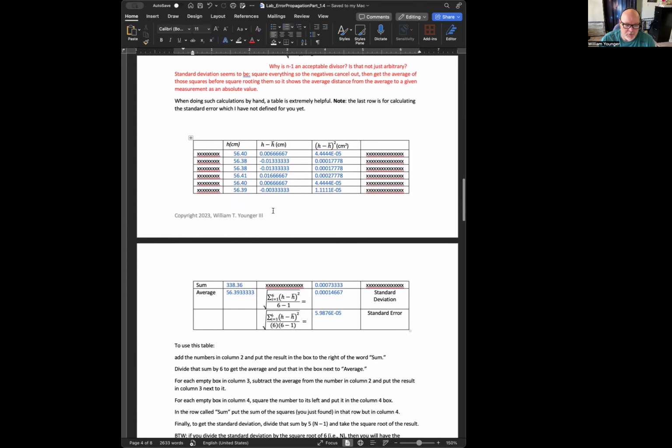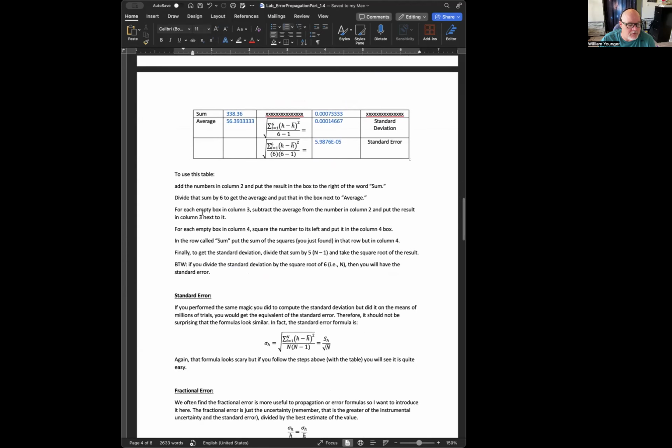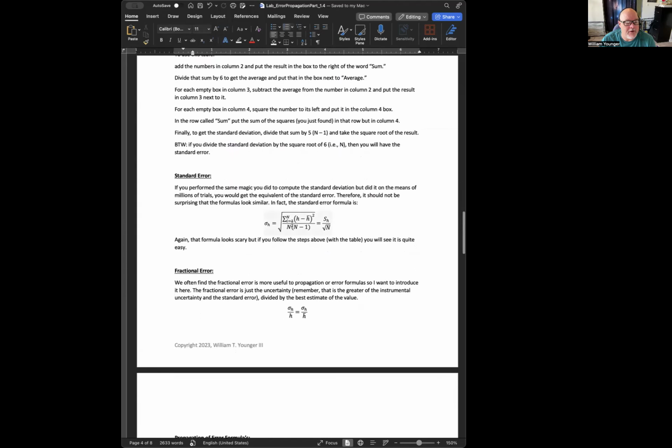So you're supposed to use that. It tells you how to use the table here. There's the standard error. You can see the differences. You can almost see it's like they're doing an average of an average, or they're doing a standard deviation of a standard deviation. And that's why they call it the standard deviation of the mean. But ultimately, it's given the symbol sigma. And if you're measuring a quantity called h, then you call it sigma sub h, and that's your standard error or your standard deviation of the mean. And it's the standard deviation divided by the square root of n.